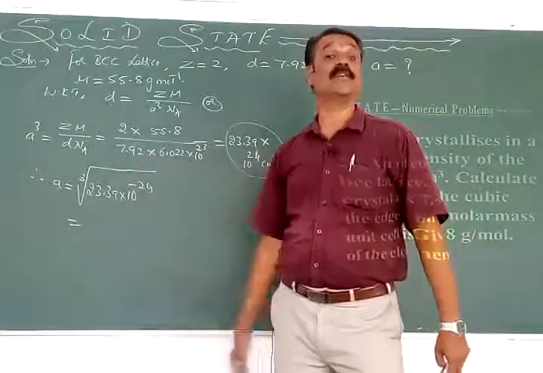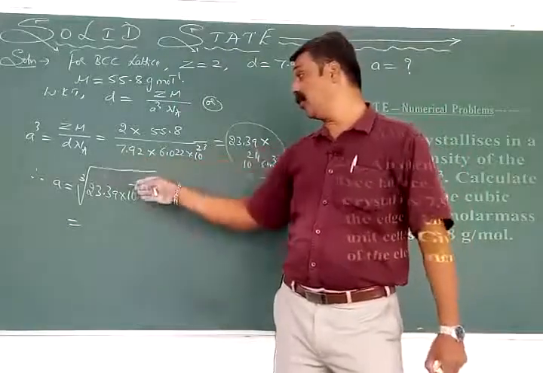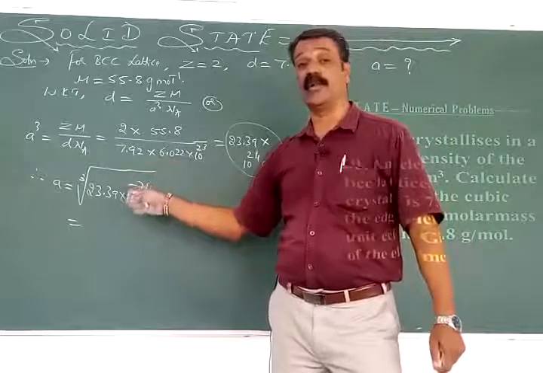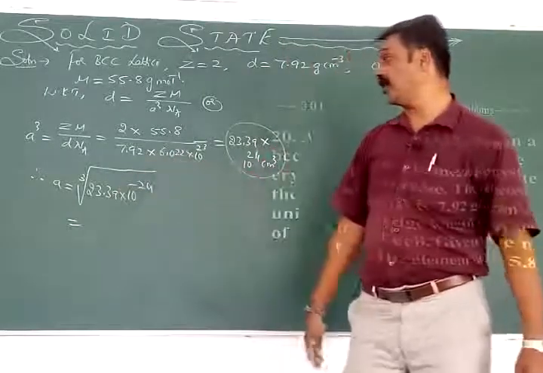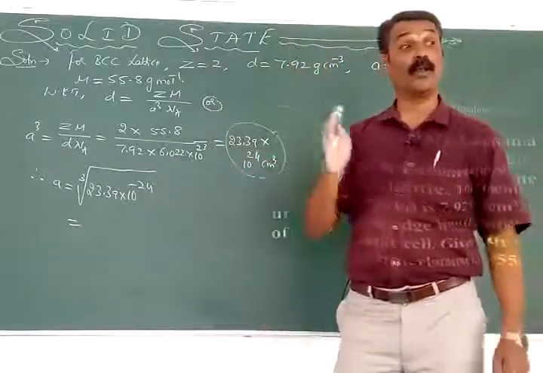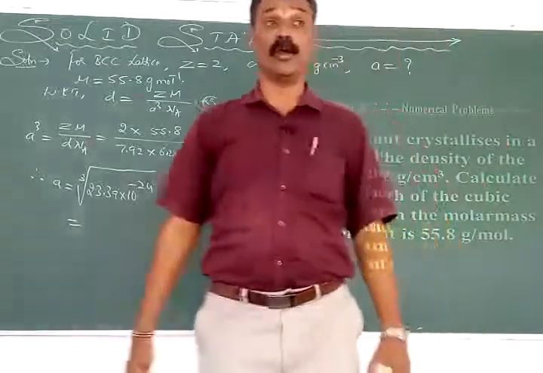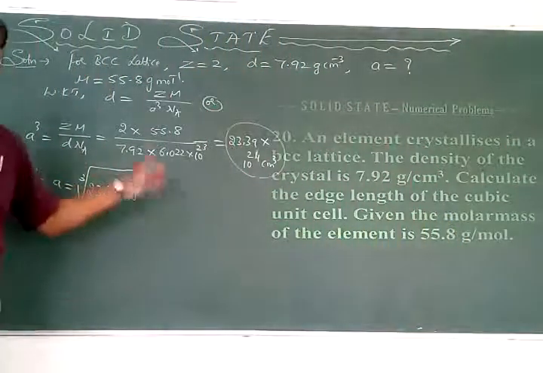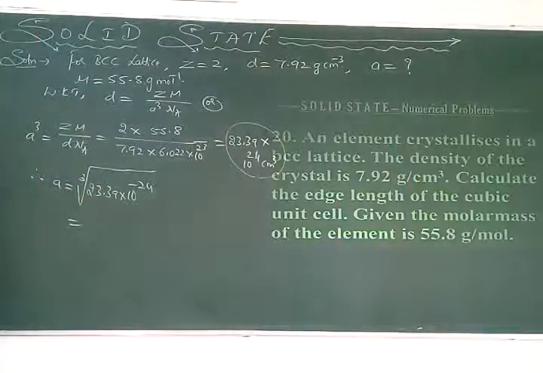What to do? Taking log on both sides. Log A is equal to log of cube root of that value, but it can be written as log of 23.39 into 10 to the power of minus 24, to the power of 1 by 3. Then log A to the power of n is n into log A. Then we make log AB as log A plus log B. On simplification, you have to do on your own. I will write just the final answer here.